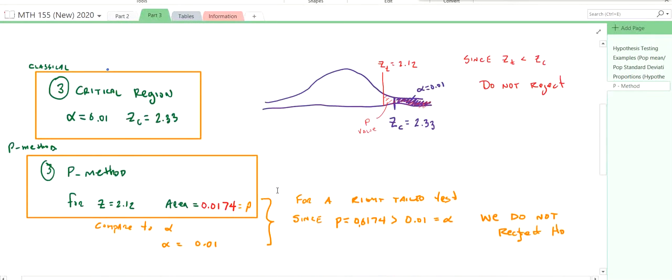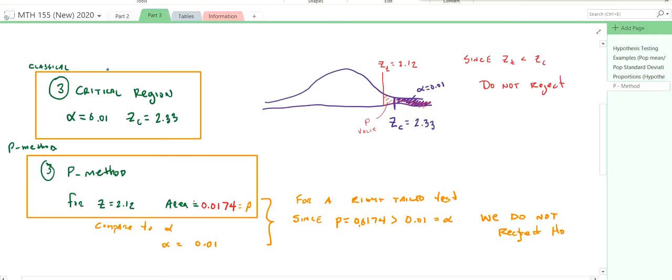So let's follow through on that idea. Let's figure out what this red area is. The P method involves calculating what that red area is. So if I have a Z equal to 2.12, then my area to the right of that Z is 0.0174.